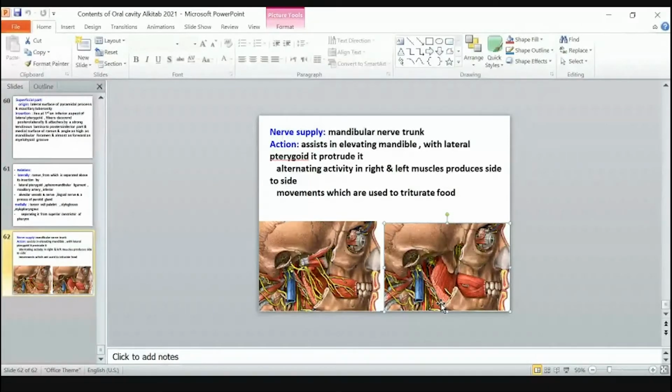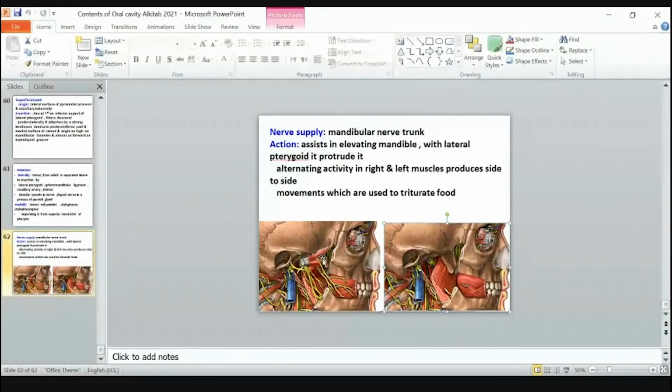The medial pterygoid is supplied by the nerve to medial pterygoid from the trunk of the mandibular nerve, and the artery is from the muscular branch from the maxillary artery. The medial pterygoid muscle is attached here. What it does, it elevates the mandible with the contraction. It closes the mouth and retracts the mandible. This is for the medial pterygoid.